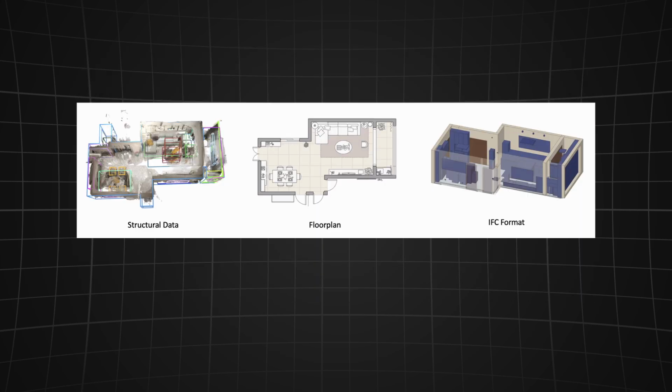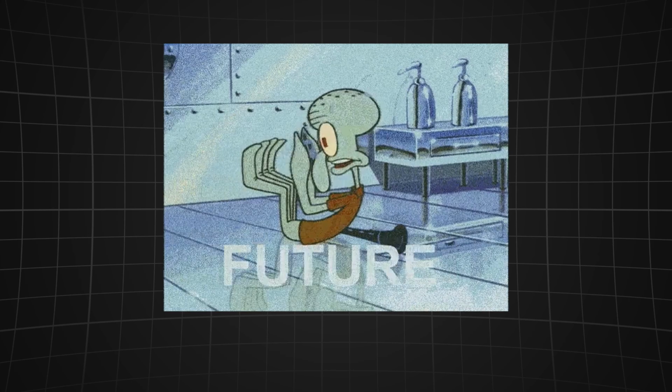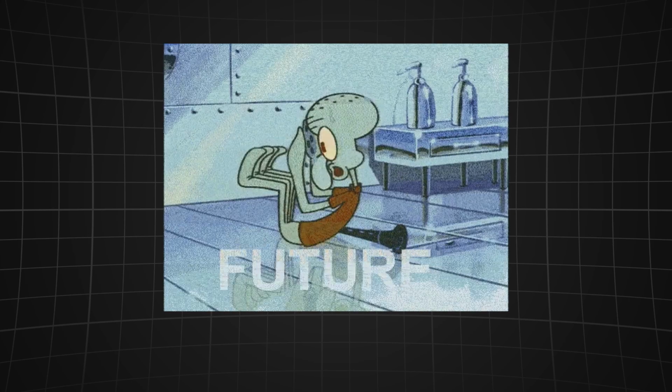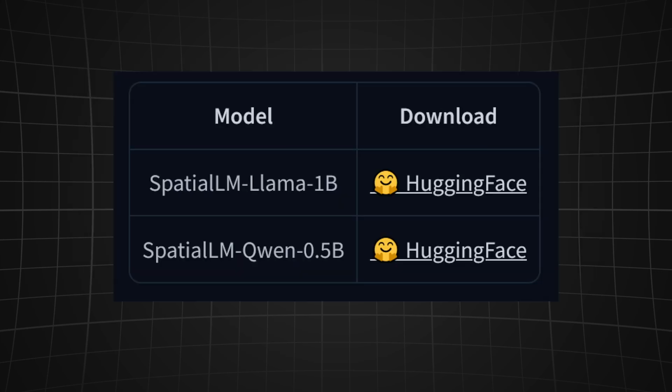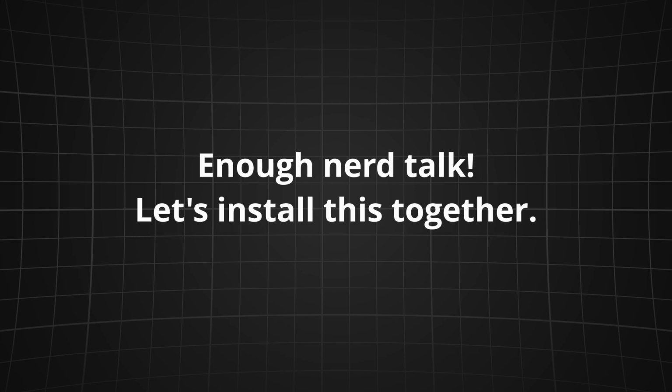And the crazy thing is that it allows versatile outputs. Take a look at this, we can output it as structural data, as a floor plan, or even using industry standard formats such as IFC. They're also planning on some even crazier stuff in the future. Because the whole thing is powered by an LLM, you can interact with it. You can, for example, tell it to change the layout of a room, or it can give directions to a robot. And it can do all of this with a model size of 1 billion parameters. Okay, enough nerd talk. Let's install it together.